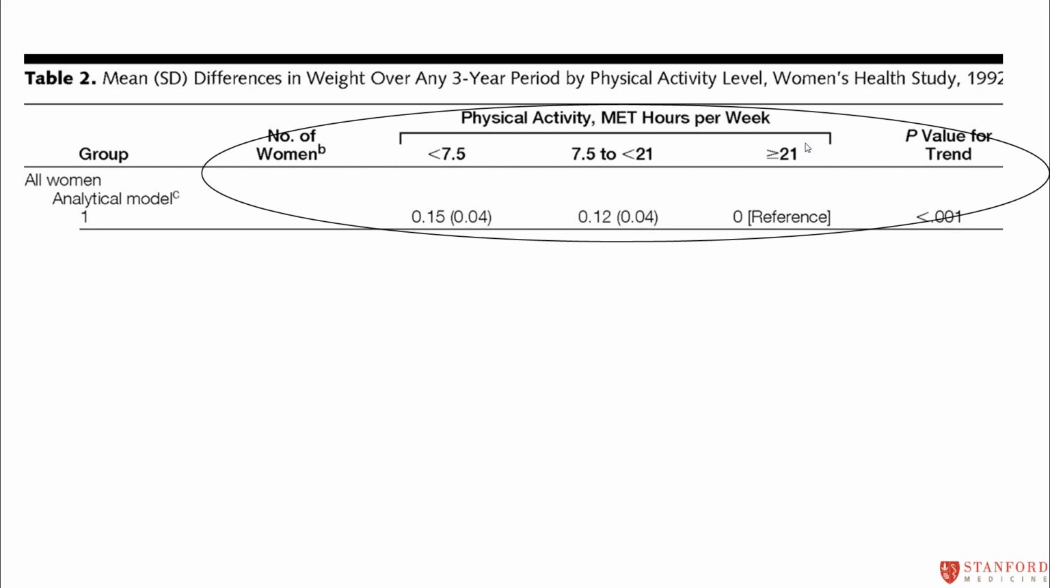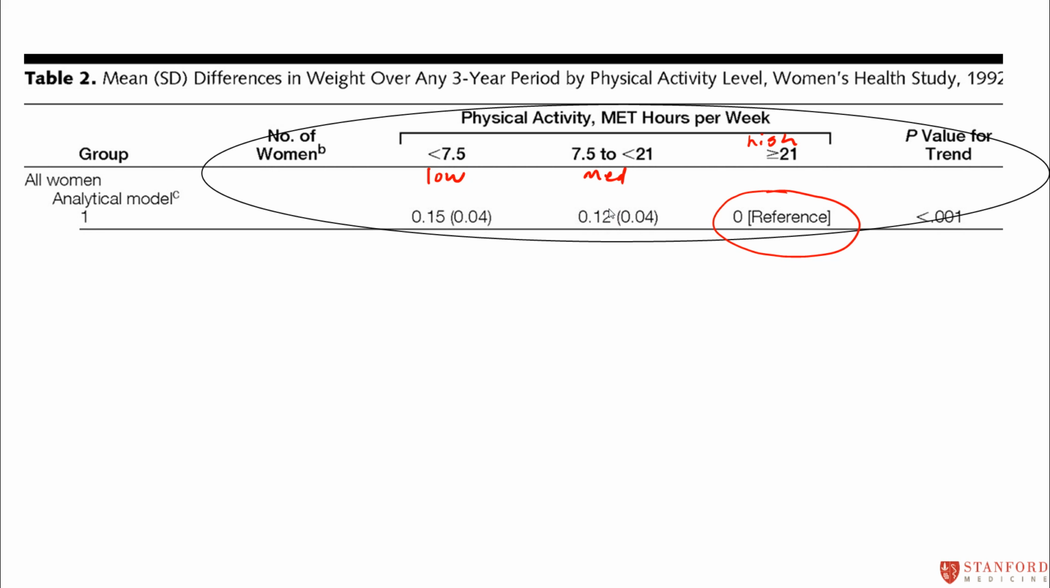The reference group, first of all, is the high exercise group. That's why we have a 0 here. That's the reference group, so everything is compared to the reference group. What you're seeing in the table here, here's the high exercise group. Here's the medium exercise group, and here's the low exercise group.